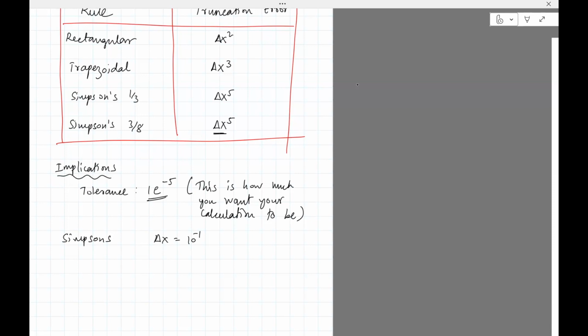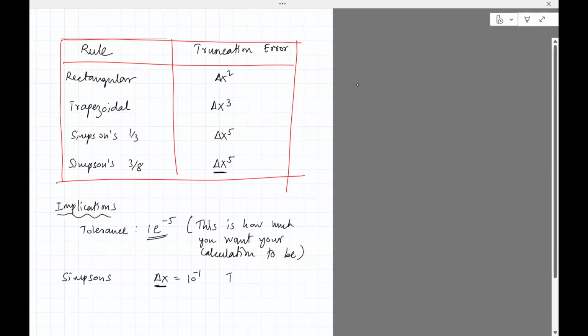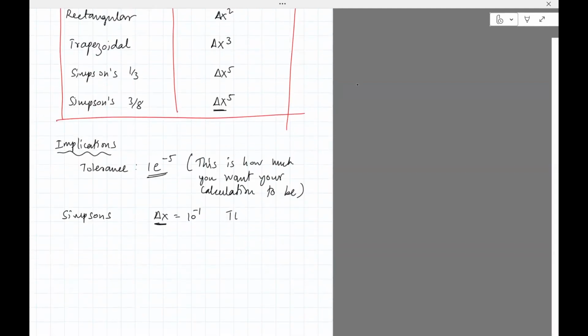So the error would be 10 raised to negative 5, right? Because it would be delta x raised to 5. So if you take delta x raised to 5, let me call this TE just to make my life easy. So the TE would be delta x raised to 5, which would be 10 raised to negative 5.